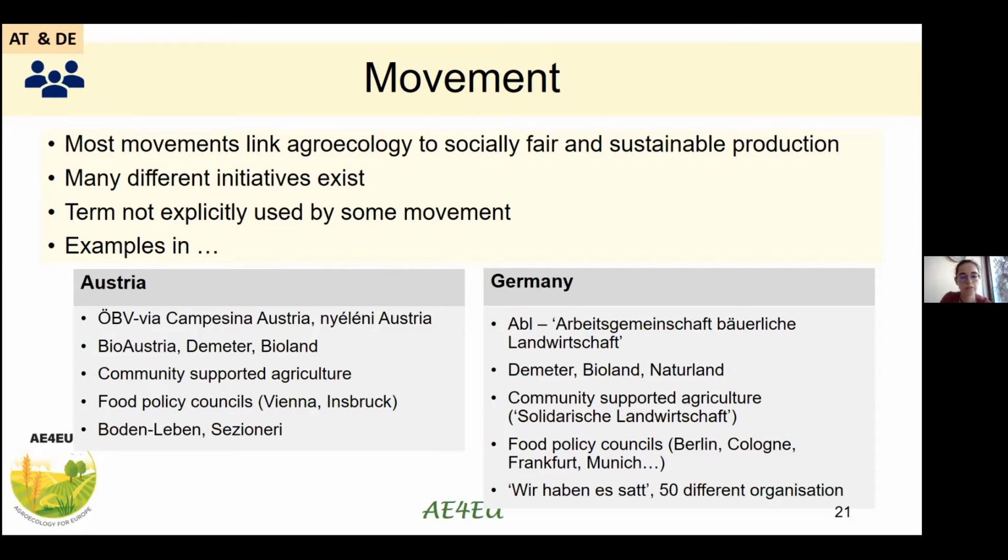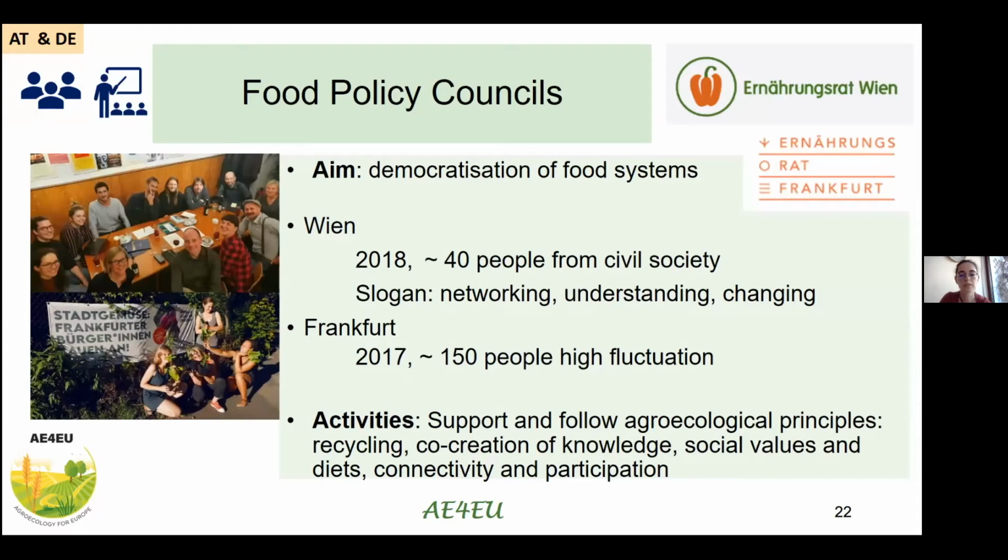So next, you will see a further example of a type of movement, and that's the emergence of food policy councils, which aim to involve citizens in decision processes in food systems. The food policy councils are promoting local, sustainable, and fair food supply.